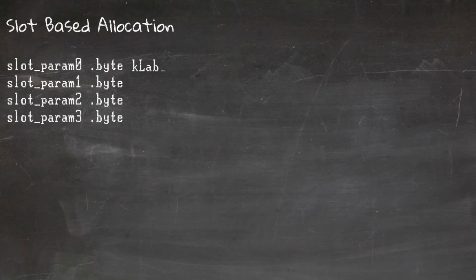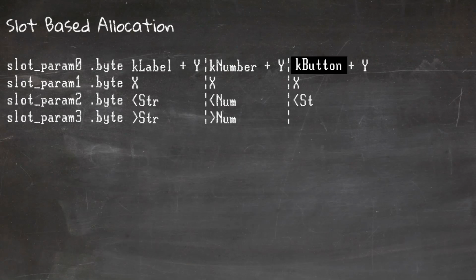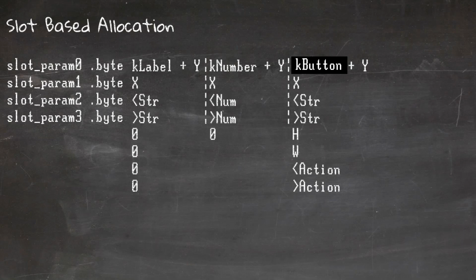So, upper 3 bits of type plus 5 bits of Y, X, string pointer low, string pointer high, 4 bytes for the label. The number is the same, only the pointer is now to a number, not a string. The button, however, type plus Y, X, string pointer low, string pointer high, height, width, action pointer low, action pointer high, 8 bytes.